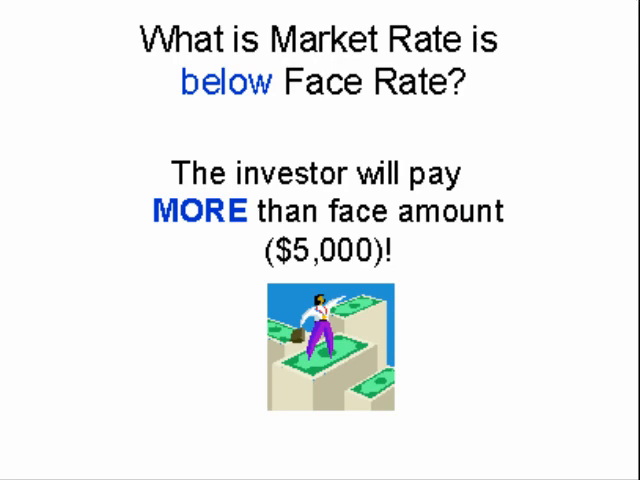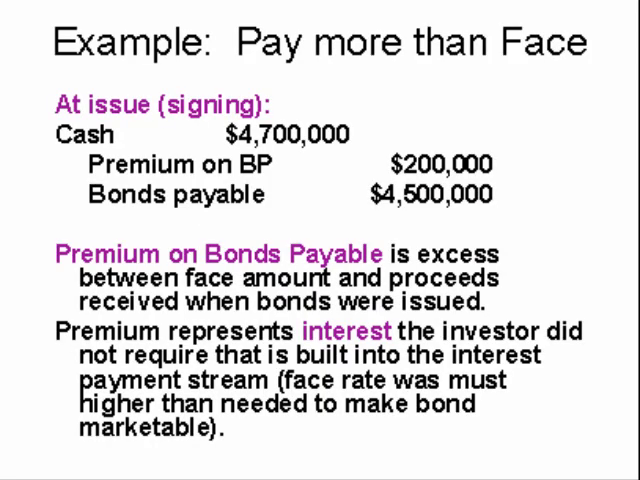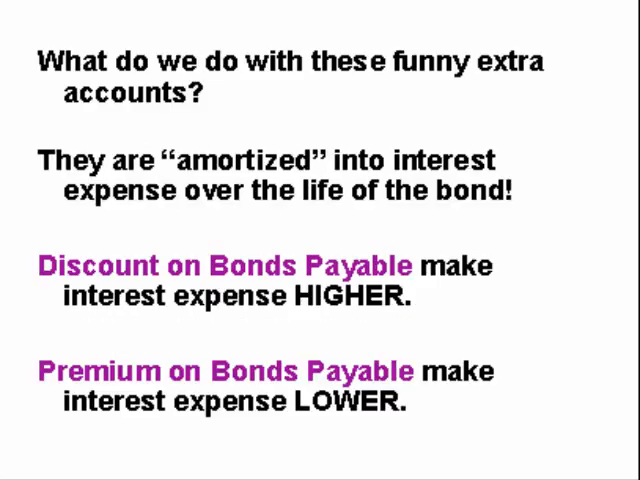What if the market rate has fallen since the bond was put together? Then the investors are going to pay more than $5,000. Here's just an example of recording where they've paid more. The cash is greater than the $5,000 that you've got to repay at the end, and you have a premium on bonds payable account. So when the market rate has fluctuated from the face rate, you'll have either a discount or a premium on bonds payable.